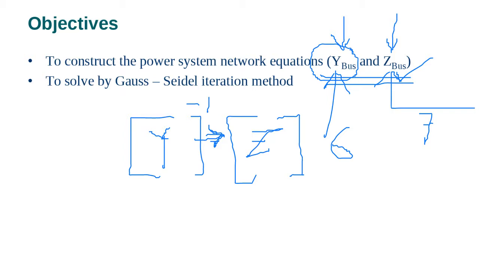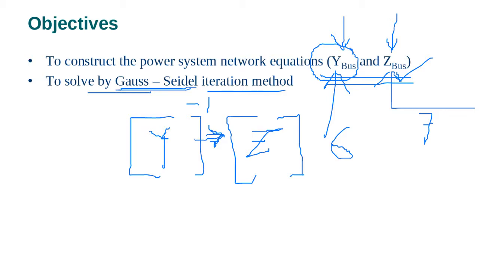Then we'll discuss the Gauss-Seidel method, which is one of the iteration methods. Are you already familiar with Gauss-Seidel in numerical analysis? Correct. In numerical analysis, you had Newton-Raphson and you had Gauss-Seidel. Correct? Yes. Okay. Thank you, Hamid.